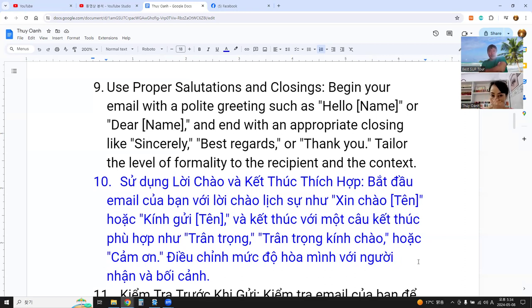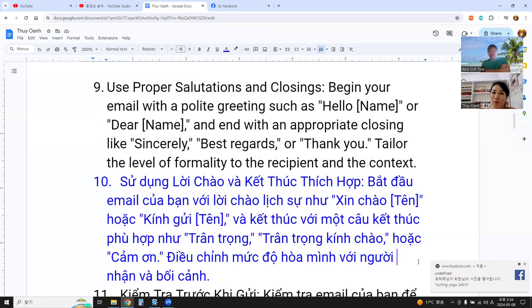And kết thúc is basically closing. End with an appropriate close. Appropriate means it is up to everyone. If we are friends, we can be friendly and say okay, goodbye, see you soon. With a partner we need a polite and formal expression, like best regards. That is important.